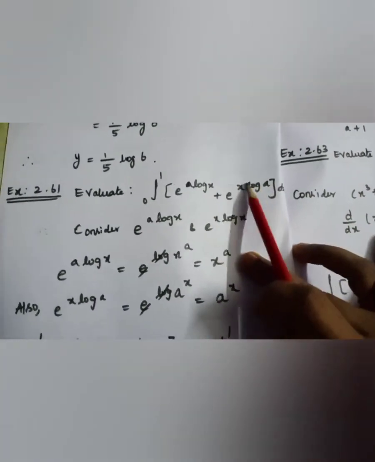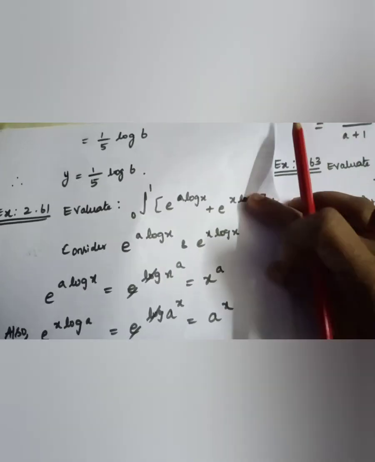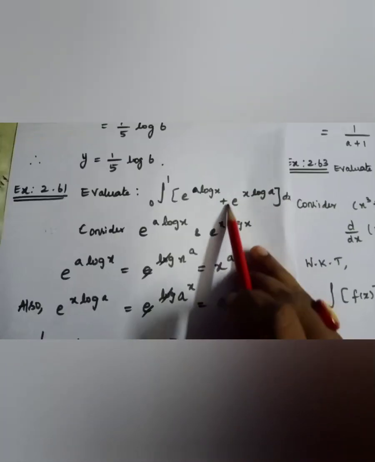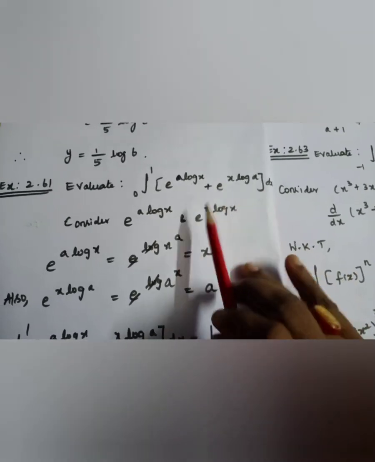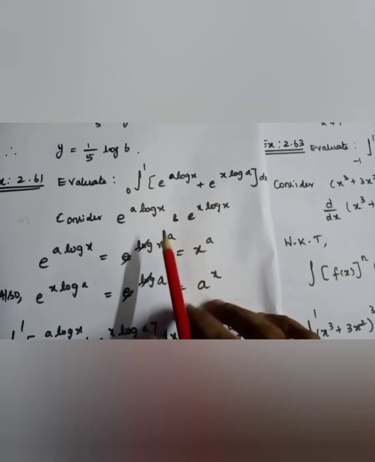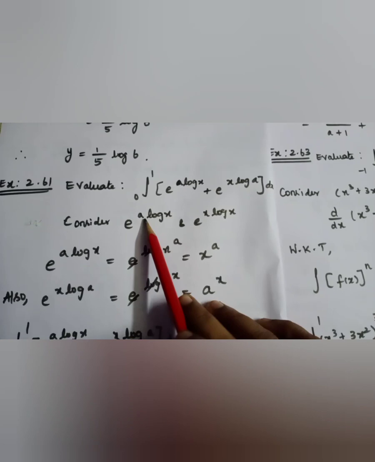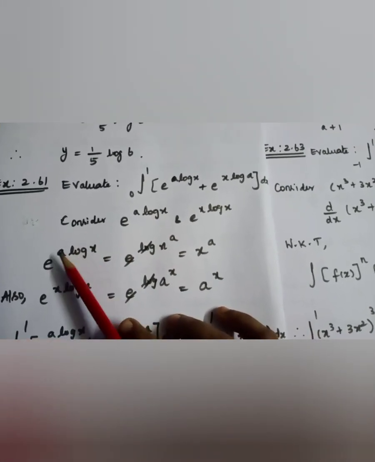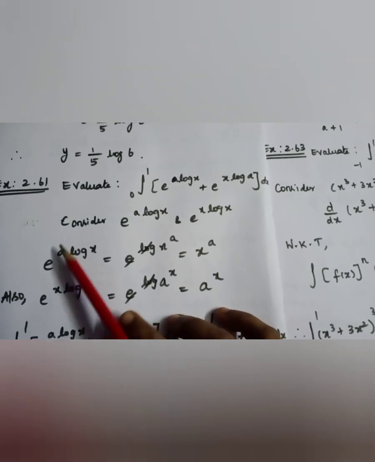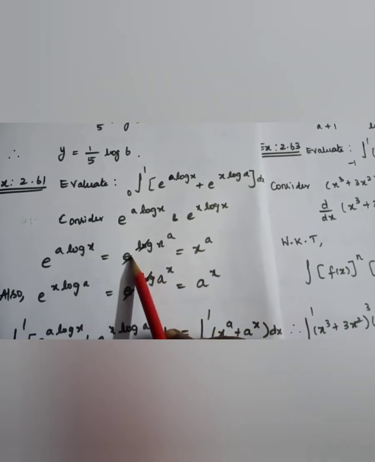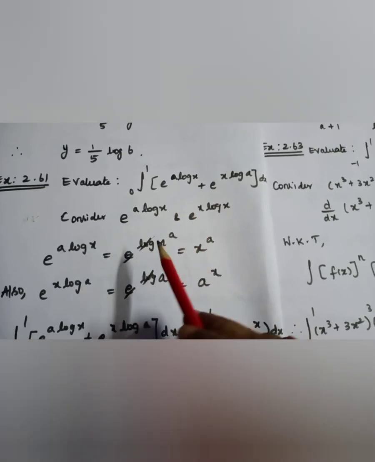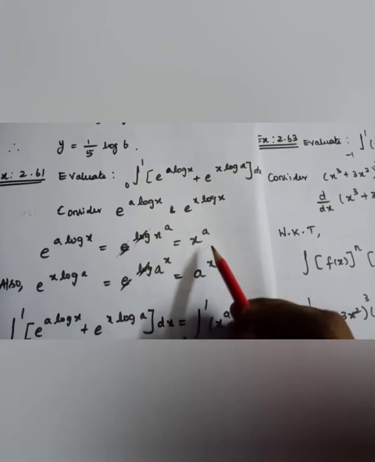Now we will see the next sum: evaluate the integral from 0 to 1 of e power a log x plus e power x log a, dx. Now let us consider these expressions. For e power a log x, you remember the power rule of logarithm. You can bring this a to the power, so this becomes e power log x power a. Obviously exponential and logarithm are reciprocal to each other, so they get cancelled and you will have x power a.